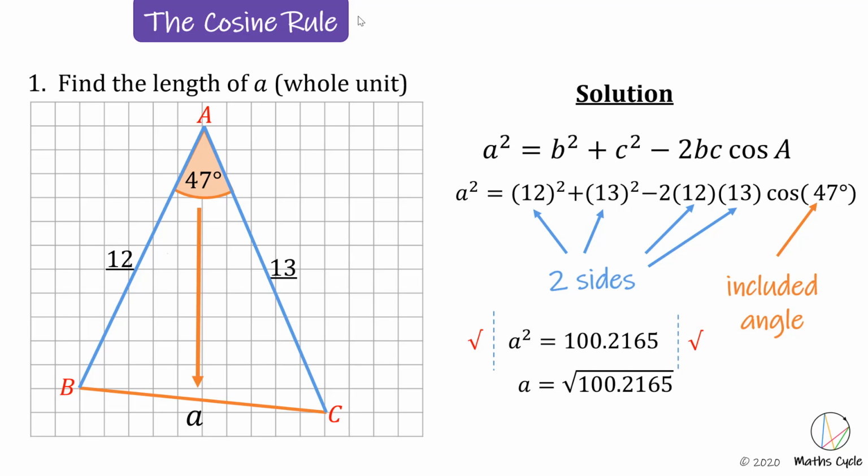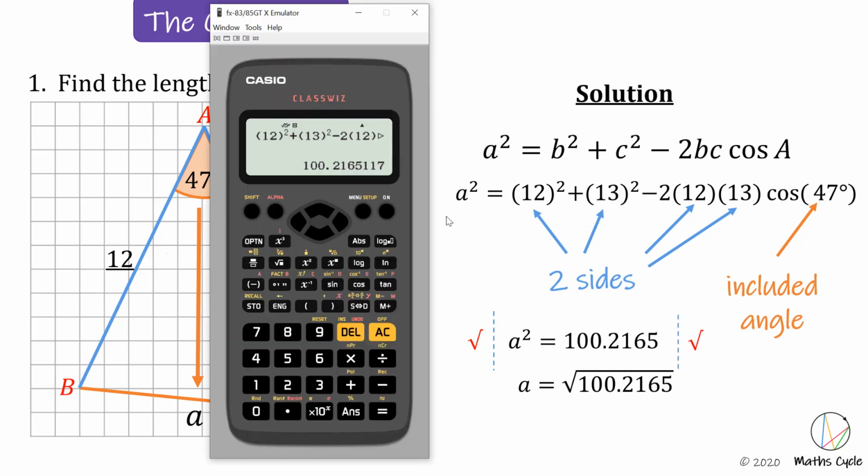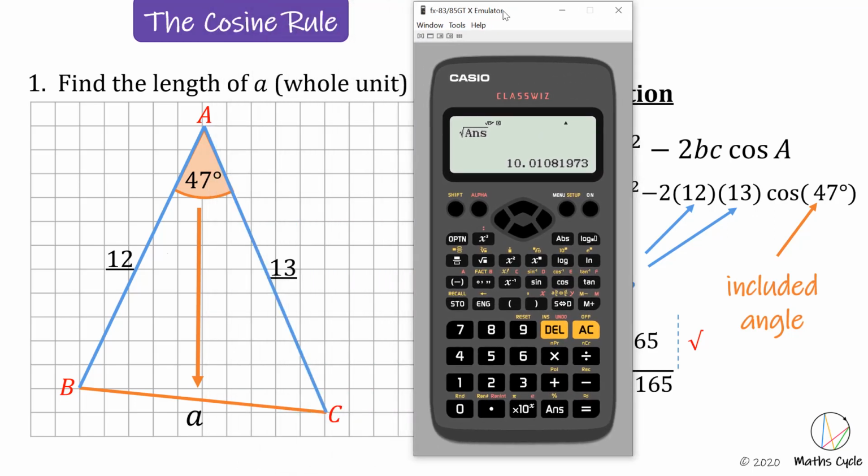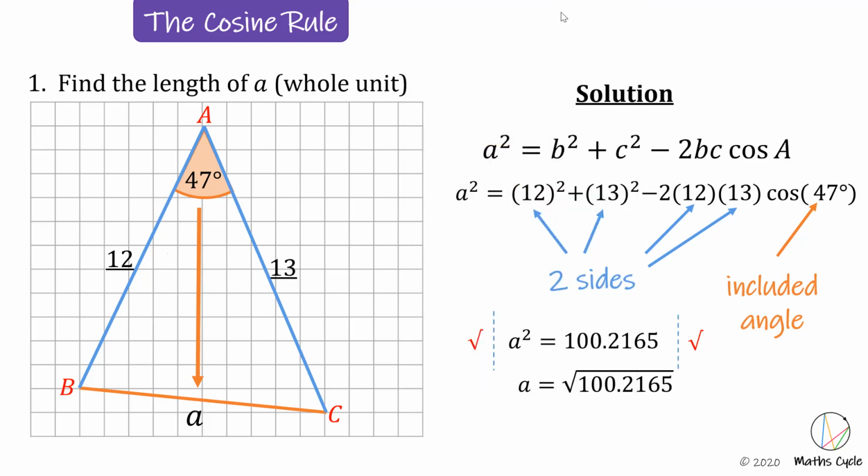100.2165. So put that straight into your calculator. So just use your square root button, the square root of, and then just press answer equals. And my answer then is 10.0108. Just check the question then. So we had to find the length of A and leave it correct to a whole unit. So a whole unit here will just be 10. So the length of A is 10.